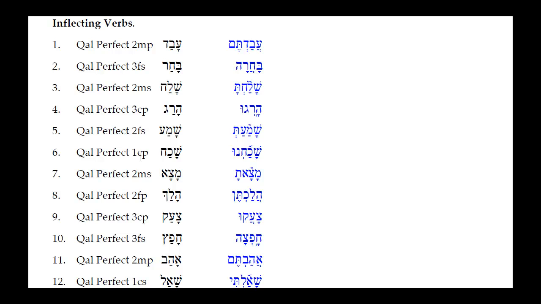Qal perfect, first common plural of shakach. First common plural will be a nun and a shuruk. That's what tells that. So we have shakachnu, shakachnu here. The nun with the shuruk here tells us that that is first common plural. The shin, the kaf, and the chet are the root. So we would say we slaughtered.